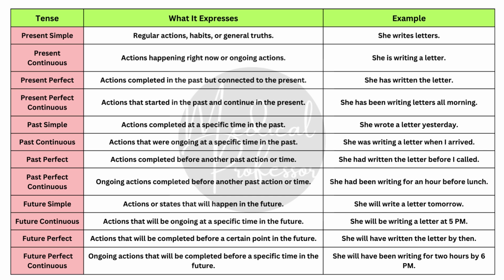Future perfect expresses actions that will be completed before a certain point in the future. For example, she will have written the letter by then. Future perfect continuous expresses ongoing actions that will be completed before a specific time in the future. For example, she will have been writing for 2 hours by 6 p.m.